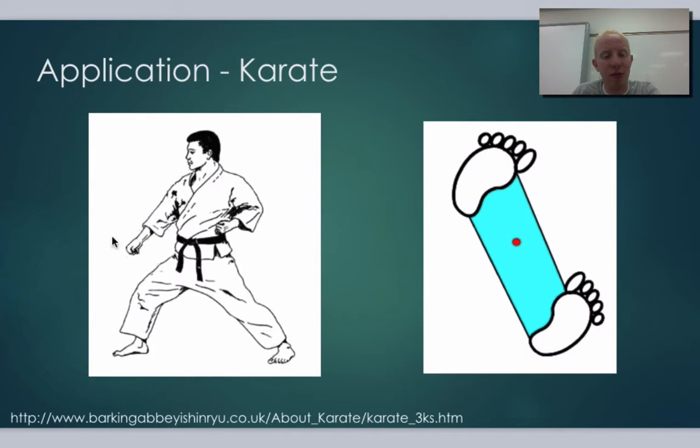So here's a stance called the forward bow. It's a stance you learn early on in karate. And if you look at the feet, the feet are kind of shaped like this. They're pretty far apart. One leg's in front of the other, and you've got about shoulder width distance between them.